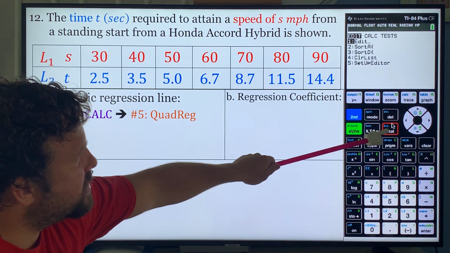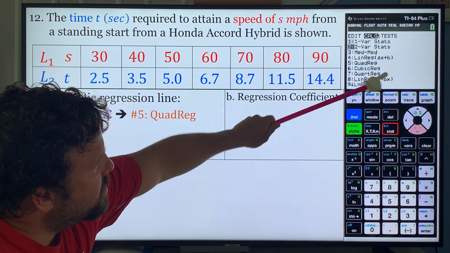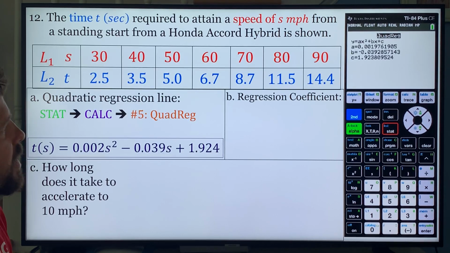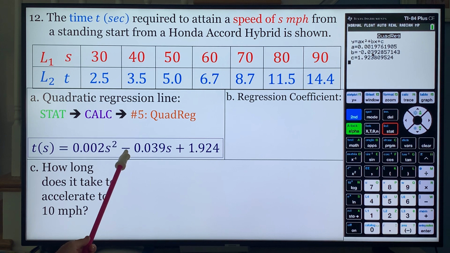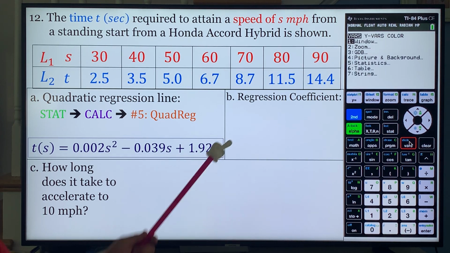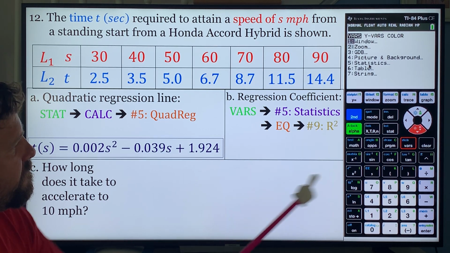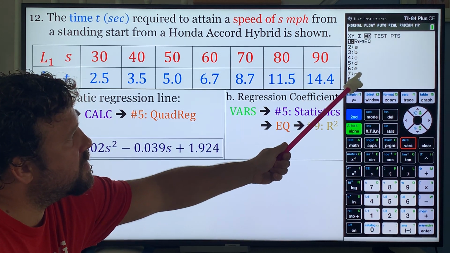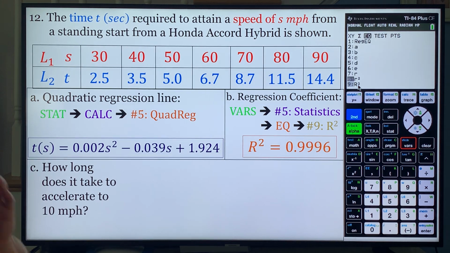So everything's good. I'm going to hit stat, calc, number 5, which is quad reg, and I calculate it, and we should get 0.002 s squared minus 39,000 plus 1 and 924 thousandths. All right? Good. My regression, bars, 5, which is stat, over twice, down to big R squared, 0.9996.